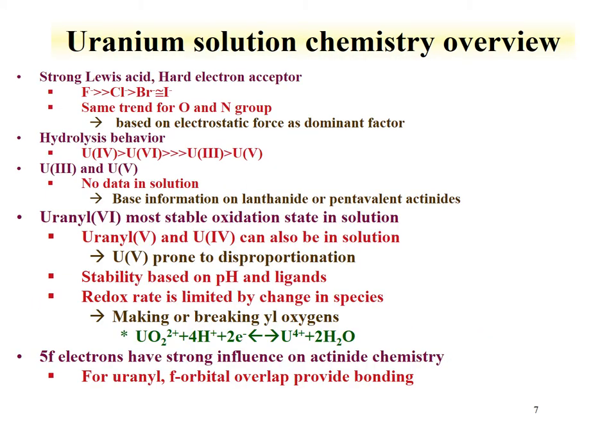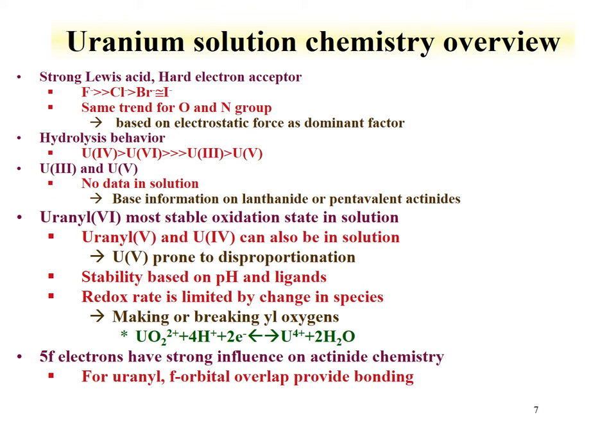Some of the basic uranium solution chemistry is presented here. In solution, uranium is a strong Lewis acid. It's a hard electron acceptor, so it forms strong complexes with the fluorides in the halide group and weaker complexes with the iodides. We see the same trend in the oxygen and nitrogen groups. For hydrolysis behavior, the tetravalent uranium species hydrolyze to the greatest extent and the pentavalent to the least extent.